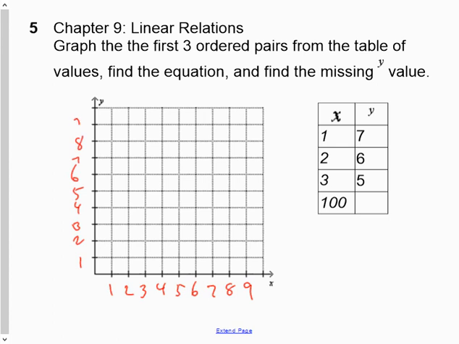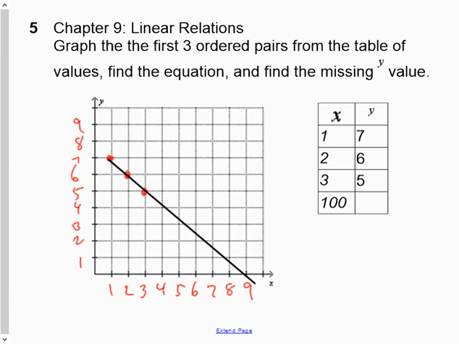7, 8, 9. And my first pair right here is 1, 9, or 1, 7, excuse me. So I'm going to put a dot right there for 1, 7. Then 2, 6, which is right there. And 3, 5, which is right there. And then I'm going to connect it with a line. And I could actually go forever if I wanted to. And that would be the line. Okay? So that's the first thing.